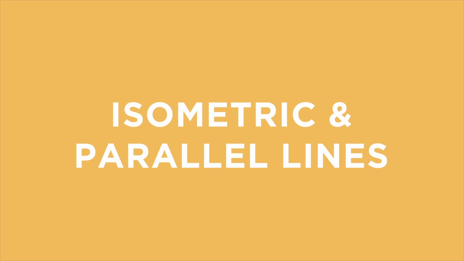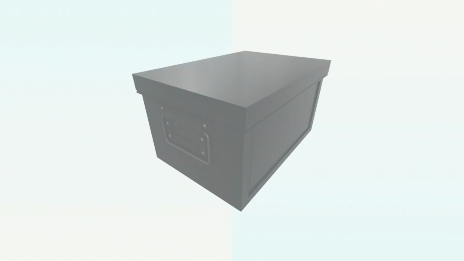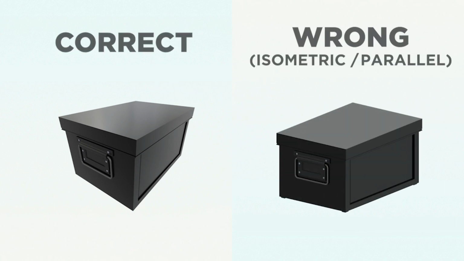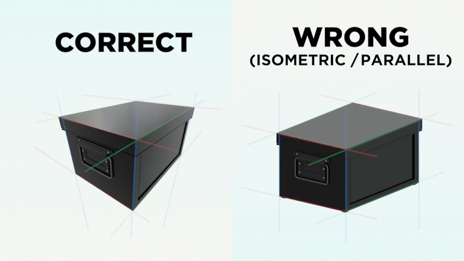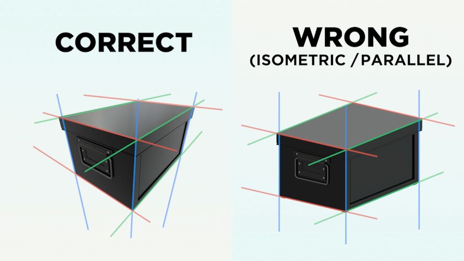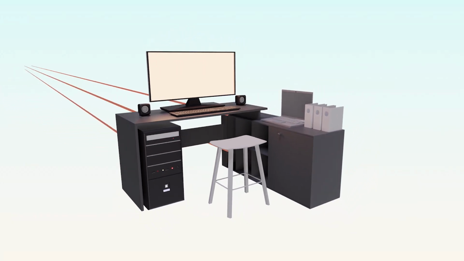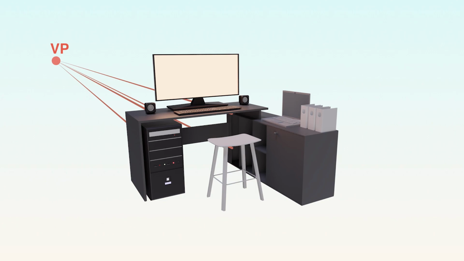Isometric and parallel lines. The most common perspective error is to make an object isometric. Take a closer look at your drawing. If you notice parallel lines, there's a problem. Your lines should slowly tilt back and converge at the vanishing point.